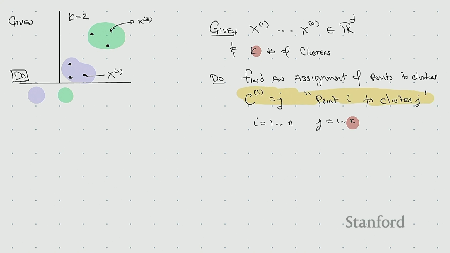So for example, c3 equals 2 encodes the fact that point 3 is in cluster 2, and I made the green cluster 2. This will sound kind of opaque at the moment, but this is a hard assignment. We're saying every point belongs to exactly one cluster. And the reason I'm signaling that is that at the end of the lecture, we'll talk about a soft assignment, where we have a different version of this.